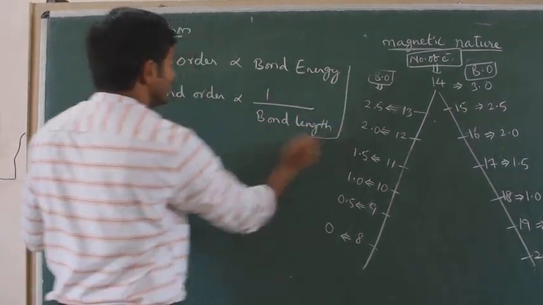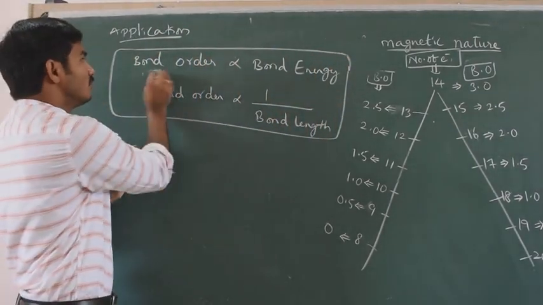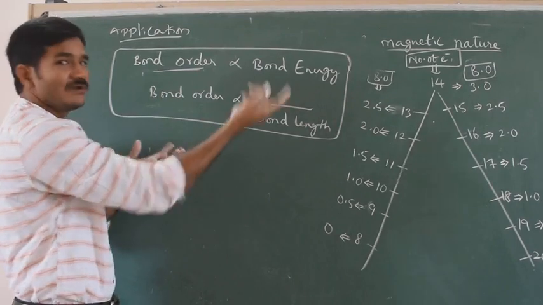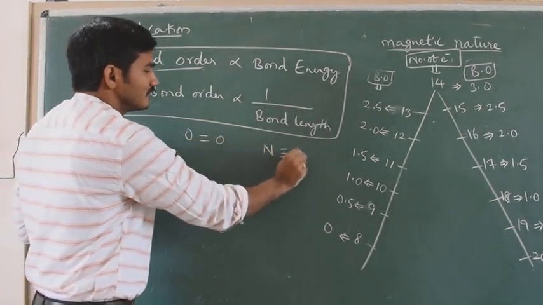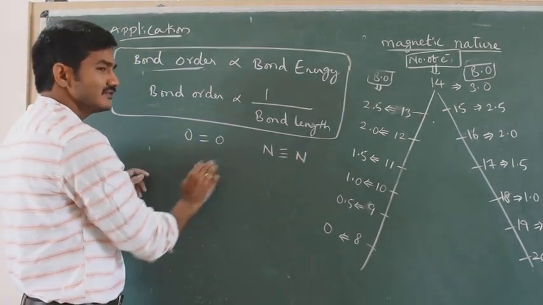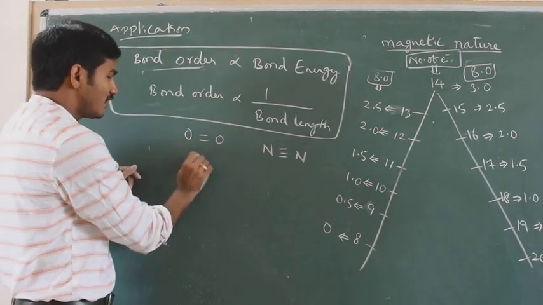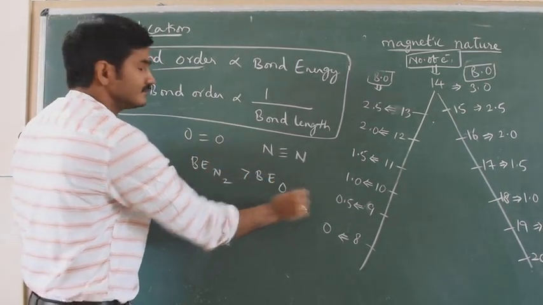Bond order is inversely proportional to bond length. These points also we have to know. The molecule having more bond order has more bond energy. For example, if I take O2 and N2, which has more bond order? N2. So among these two, which has more bond energy? Bond energy of N2 is greater than bond energy of O2.